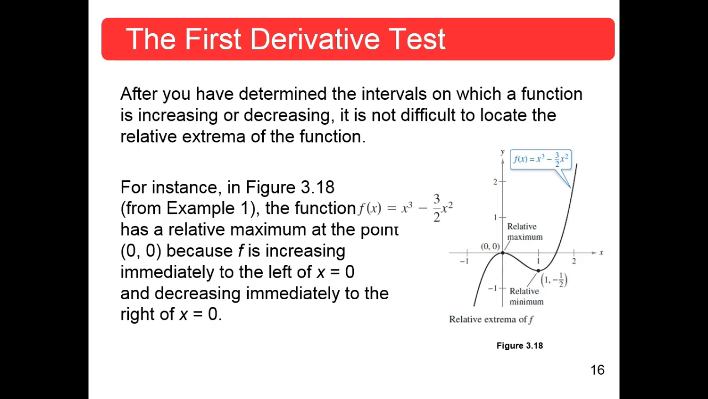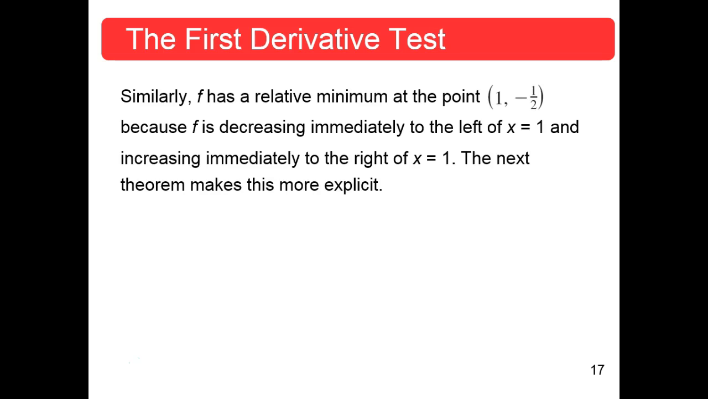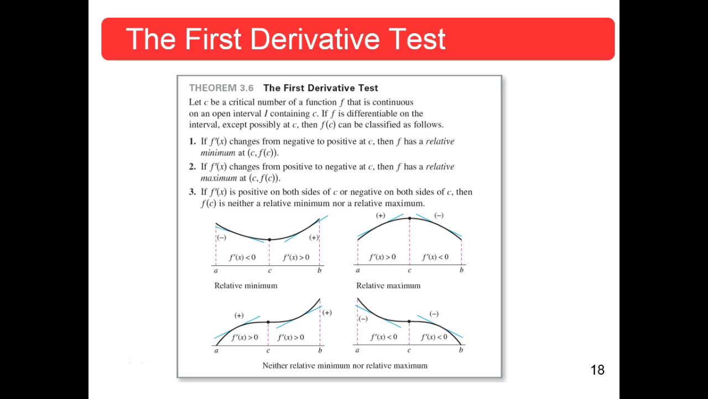We already did the first derivative test for increasing, decreasing. Now we put those together to give the first derivative test for extreme values. All right, similarly, f has a relative minimum at the point 1, negative 1/2, because f is decreasing immediately to the left of x equals 1, increasing immediately to the right. Therefore, it's got to be a minimum. Decreasing coming in, increasing going out has to be a relative minimum. Okay? The next theorem makes that more explicit, so let's hear it.